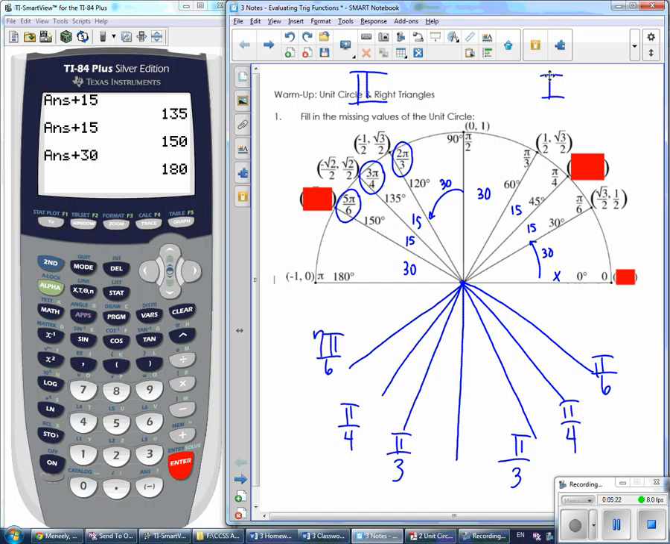So this is going to be 7 pi over 6. This is going to be 5 pi over 4. And this is going to be 4 pi over 3. This is going to be 3 pi over 2. Okay, so that's the pattern in the third quadrant.